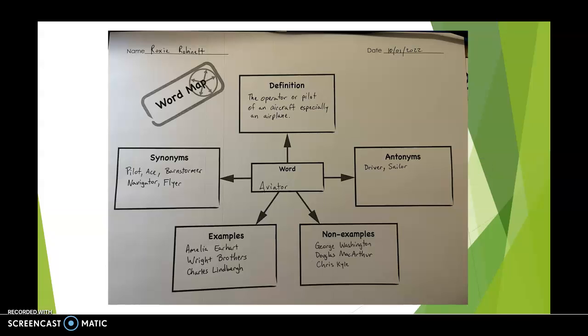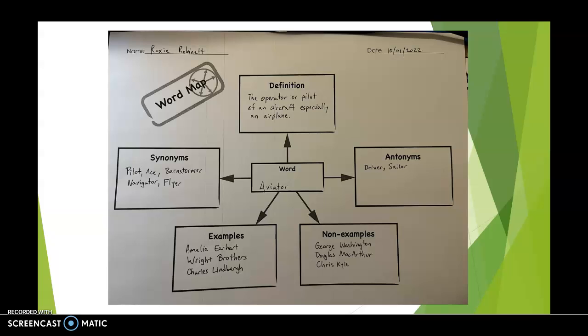All right, here is my word map. And you can see here I chose the word aviator. So most of us know what an aviator is as an adult. However, that might be a new word for some of our students. So the definition is the operator or pilot of an aircraft, especially an airplane. Synonyms: pilot, ace, barnstormer, navigator, or flyer.